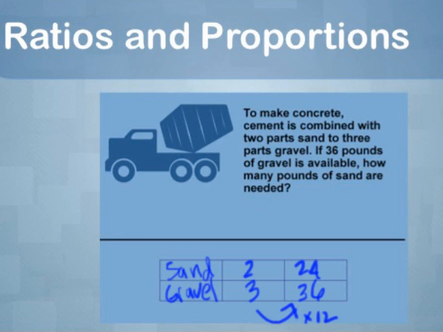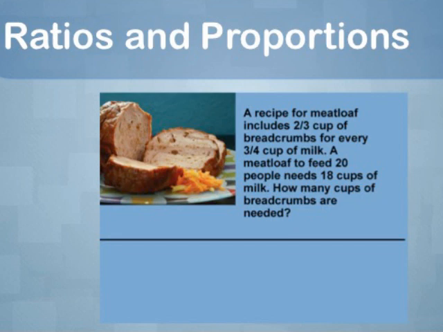Another common application of proportions is with recipes. Let's look at an example. A recipe for meatloaf includes 2/3 of a cup of breadcrumbs for every 3/4 of a cup of milk. A meatloaf to feed 20 people needs 18 cups of milk. How many cups of breadcrumbs are needed? The ratio of breadcrumbs to milk is 2/3 to 3/4.